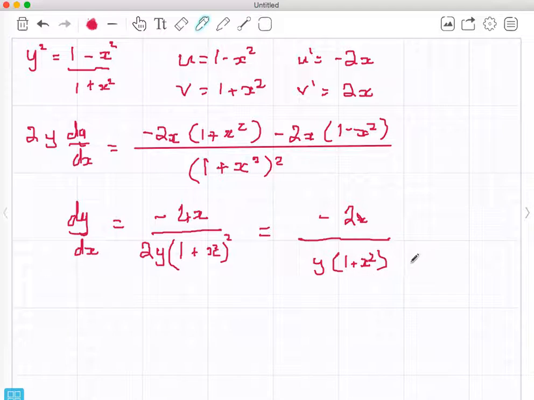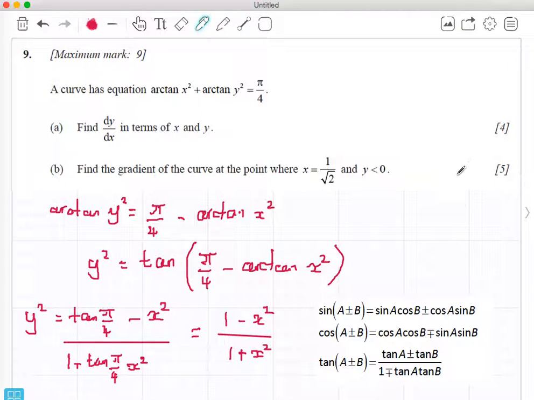And now I'm going to go to part 2. Now that seems like a lot of work for 4 marks, and it is. And this part is worth 5 marks, but it's not as much work because you've done most of the work using that method. So now I've got to find the gradient where x equals 1 over root 2.